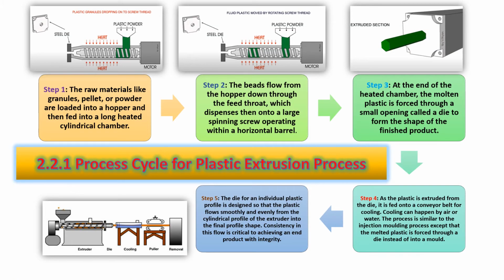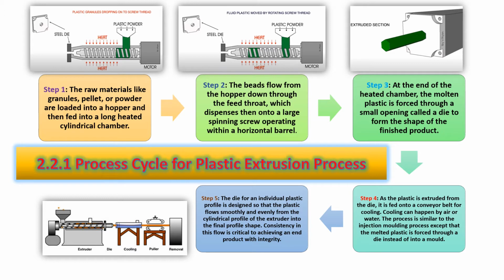This is the process cycle for the plastic extrusion process. Normally the plastic extrusion process consists of 5 steps. The first step is that raw material like granules, pellets, or powder is loaded into a hopper and then fed into a long heated cylindrical chamber. In step 2, the beads flow from the hopper down through the feed throat, which dispenses them onto a large spinning screw operating within a horizontal barrel. Then at the end of the heated chamber, the molten plastic is forced through a small opening called a die to form the shape of the finished product.